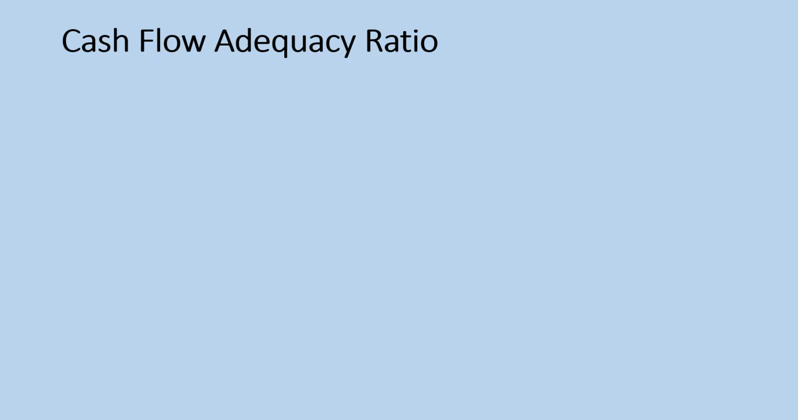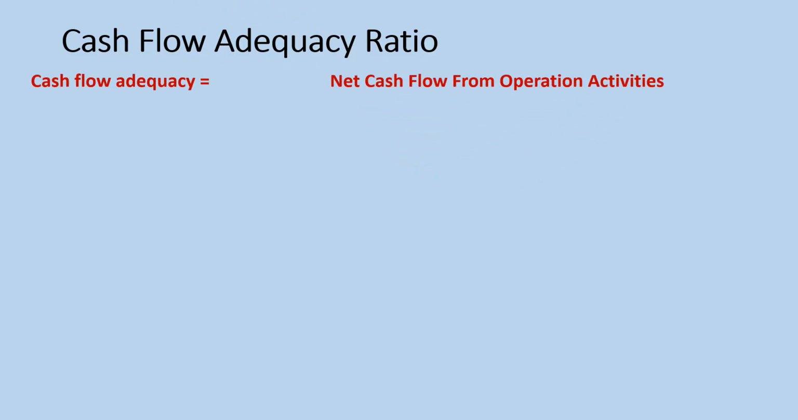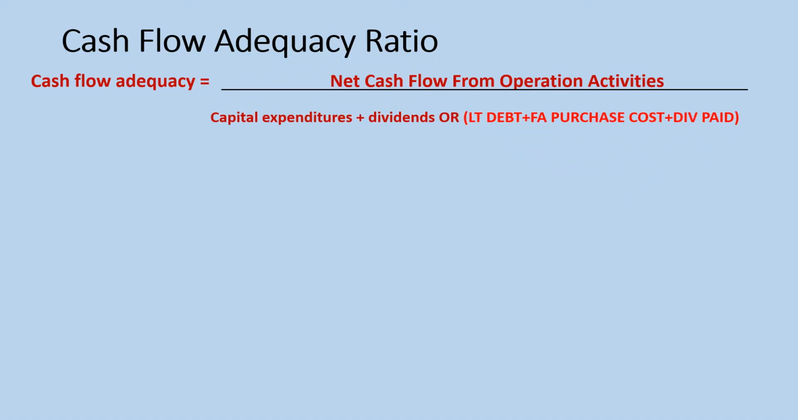Cash adequacy ratio is a liquidity ratio that measures the ability of a firm to meet its short-term cash payment requirements. It is calculated by taking the amount of cash from operations and dividing it by long-term and fixed asset purchases and dividends. The cash flow adequacy ratio is used to determine a credit rating for companies.